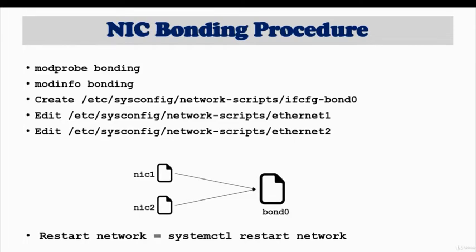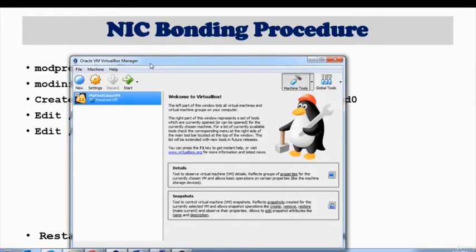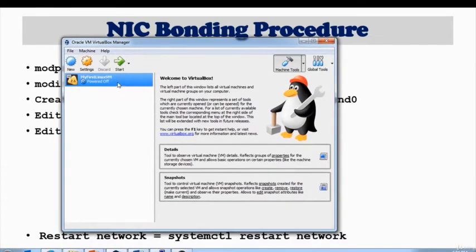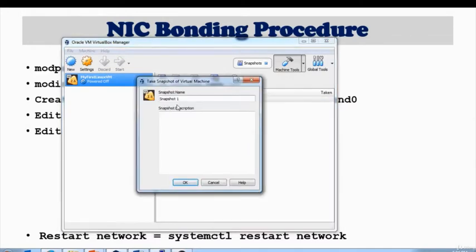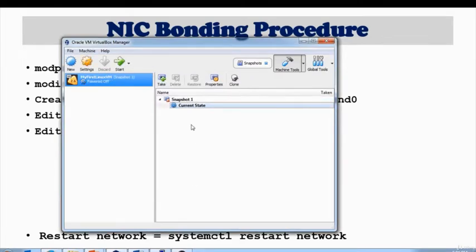So without further ado, I will log into my system and I'll tell you exactly how NIC bonding can be done. Before we start this VirtualBox, I want you to take its snapshot. The reason I'm taking a snapshot is so we could revert back to its current state after we do all the configuration. So click on Snapshot, and right here it says Take. Click on Take, leave Snapshot 1 as the default name and click OK. Now it has taken the snapshot.